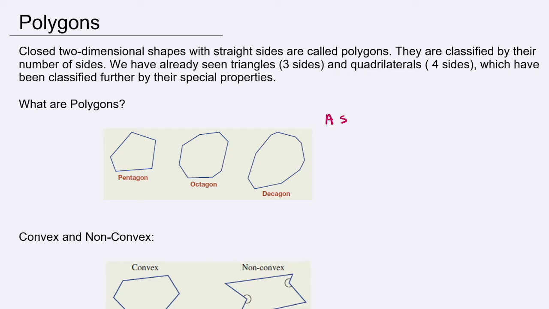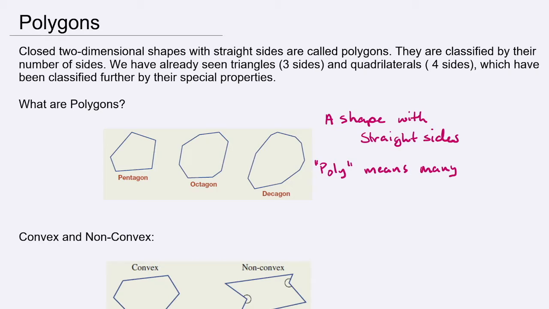It is a shape with straight sides. That is literally the definition of a polygon. The word poly just means many. So the prefix poly means many, okay, and then gon being the part that refers to shape, okay.